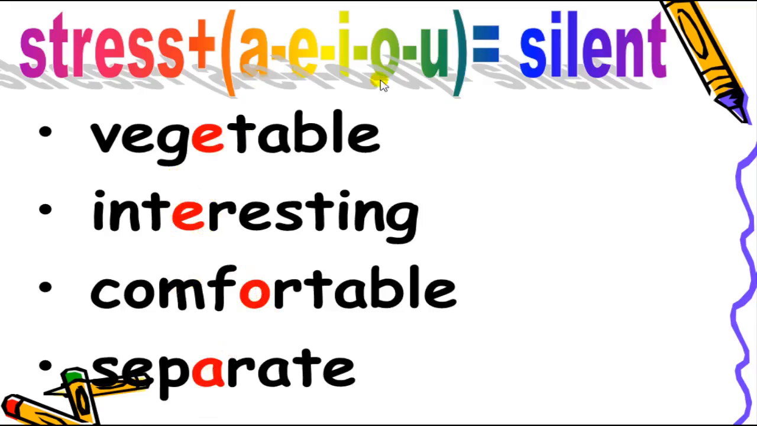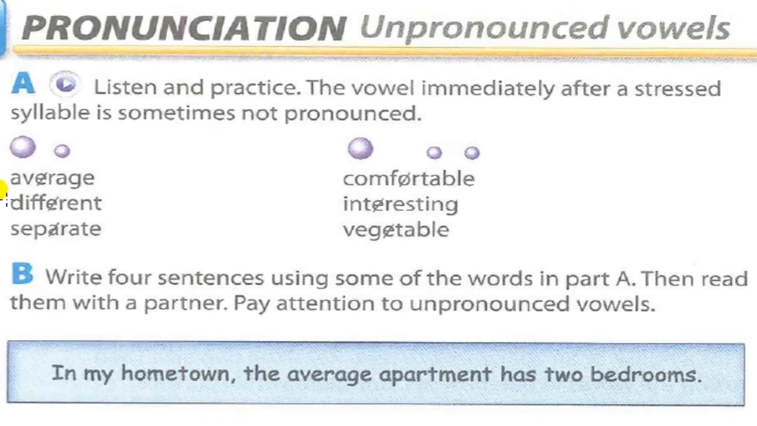Vowels are A, E, I, O, U. Here, write four sentences using some of the words in part A. Make a sentence. Then read them with a partner. Read them with your friend. Pay attention to unpronounced vowels. Okay, example.